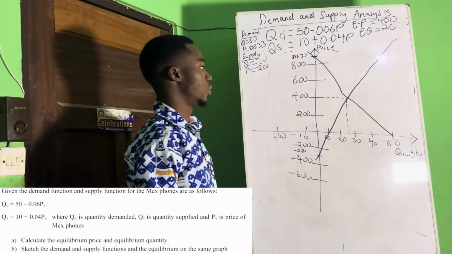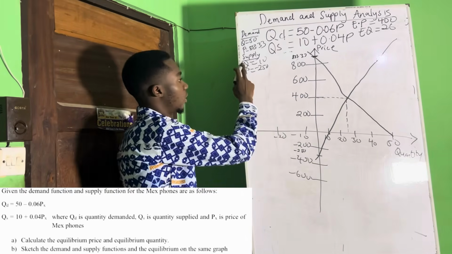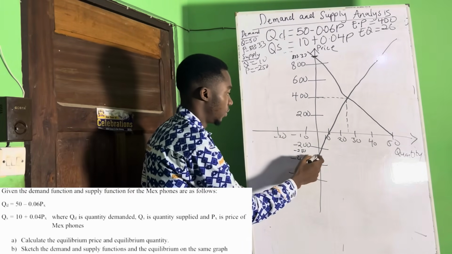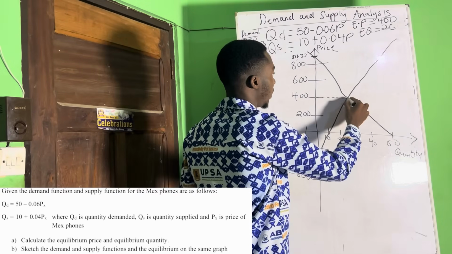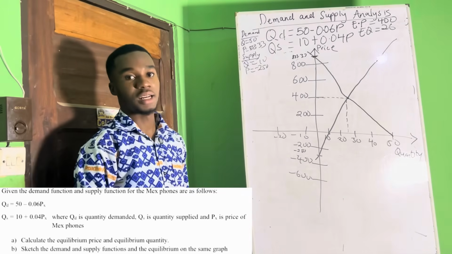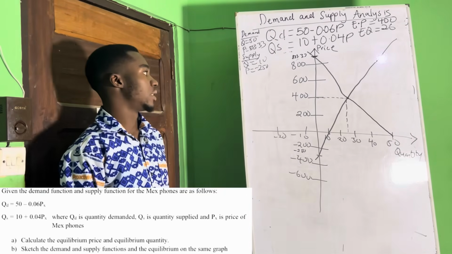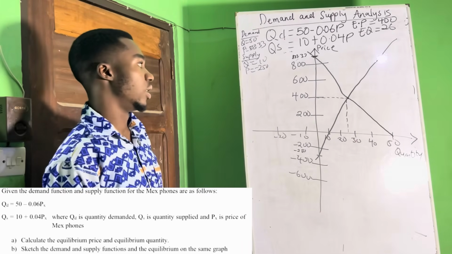So your graph is going to be something like this. You get it? This is the 10 for the quantity. This is the negative 250 for the price. So this part where they meet is the intersection point. When you draw it on your graph with an actual scale, the graph will be more accurate. But this is how you draw it.